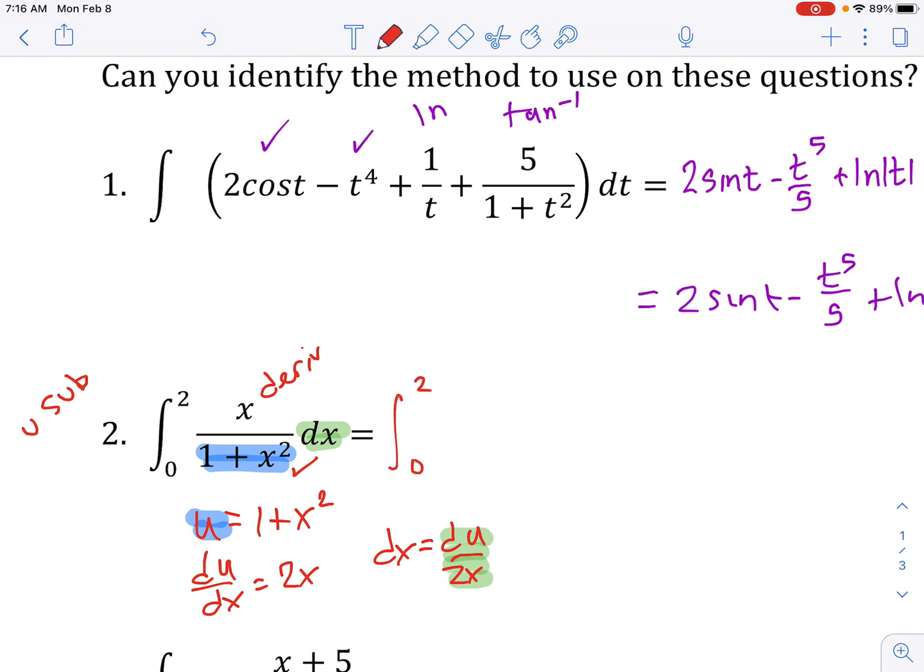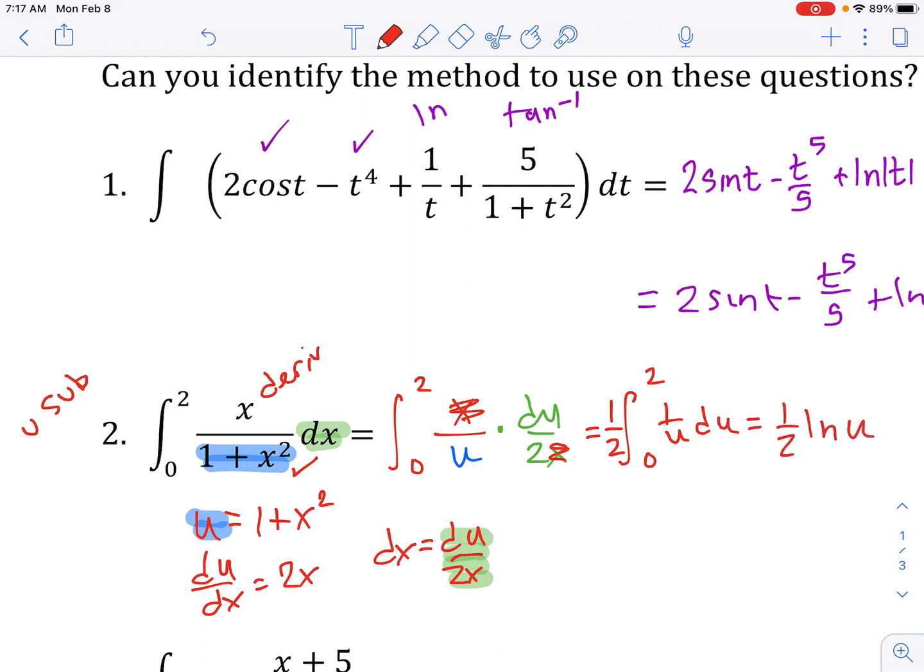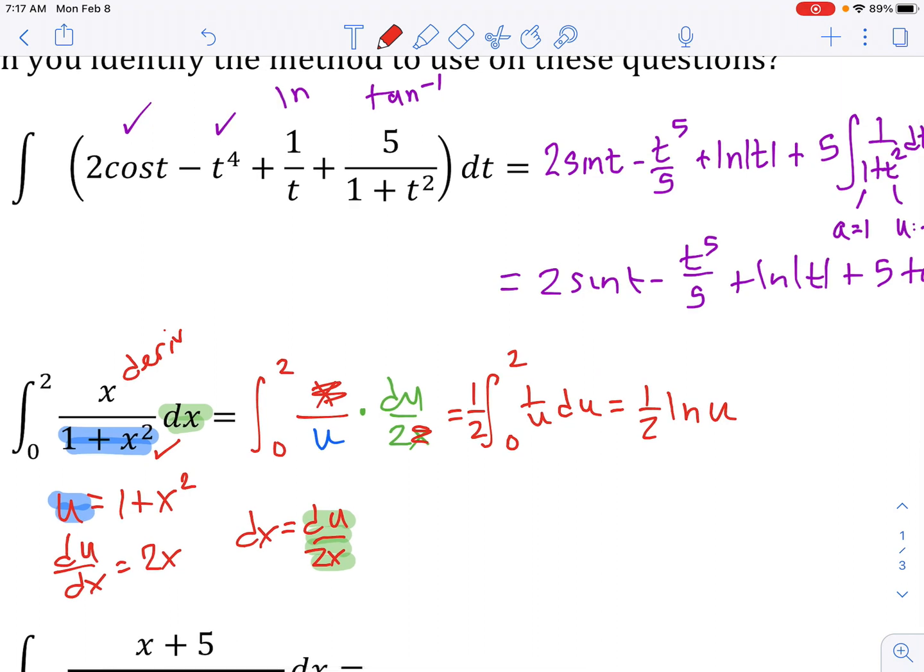So we're going to go from 0 to 2, x over u times du over 2x. And I'm trying to color code that so that it makes it a little more apparent. Then we know the x's cancel. So we have a 1/2 times 1 over u du, which is 1/2 natural log of u. And then we substitute back in. So that's 1/2 natural log of the absolute value of 1 plus x squared, and then plus c.